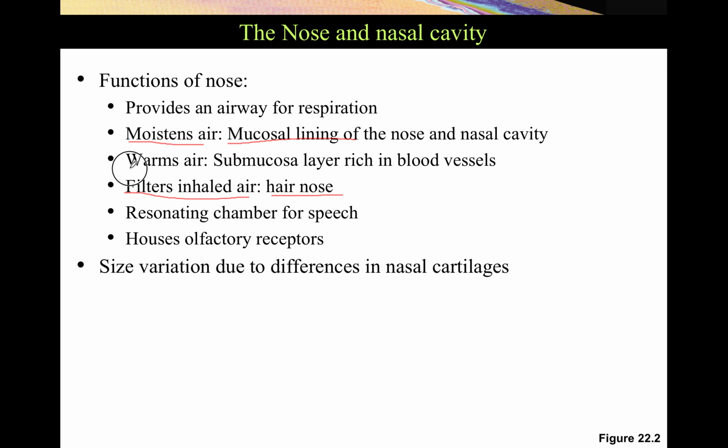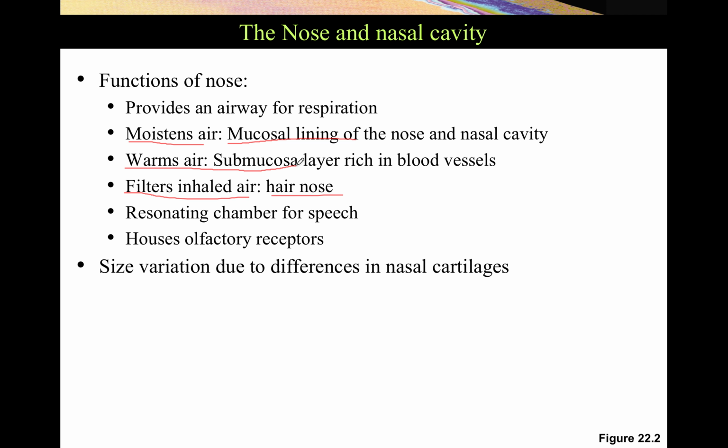And then to warm up the air, we're relying on the submucosa, a layer underneath the mucosa that is very rich in blood vessels. And remember, blood vessels are at body temperature. So as this air is basically glancing over the submucosa, which is rich in blood, the air starts to warm up.